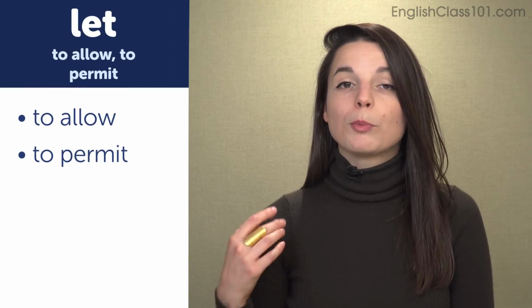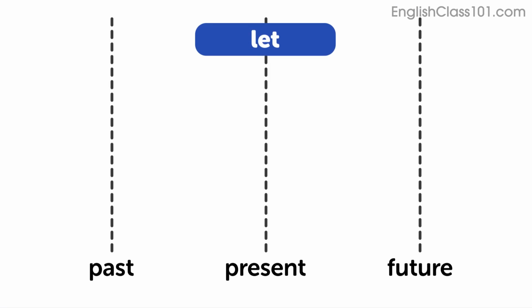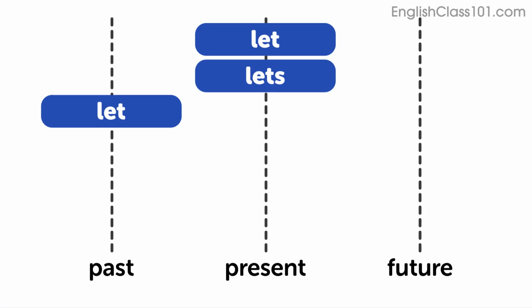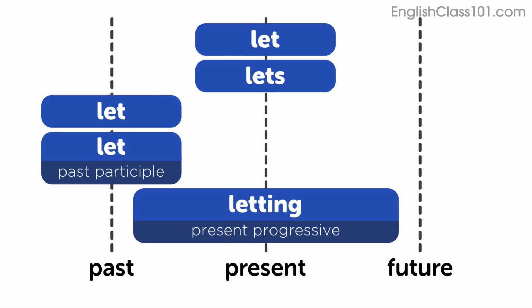The basic definition of the verb let is to allow or to permit something. So allow or permit. The conjugations of this verb. Present tense, let, lets. Past tense, let. Past participle tense, let. Progressive tense, letting.